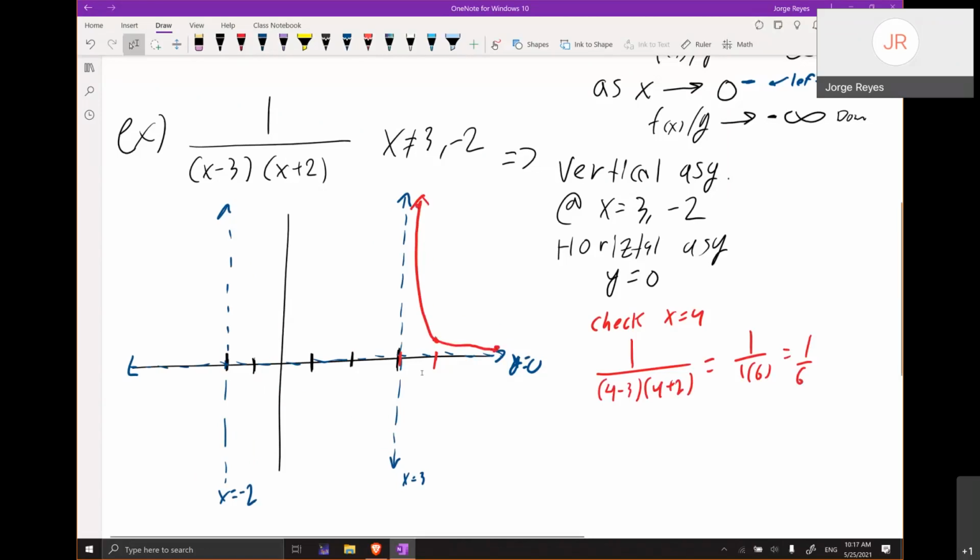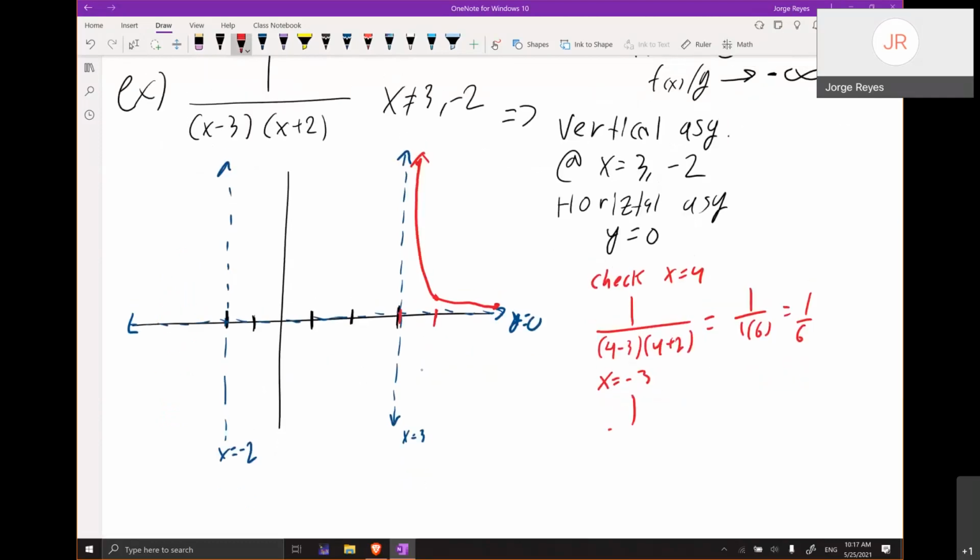So if it was negative, I would draw this one. But since it's positive, I just drew the top one, okay? And then I'm going to do the same thing over here. So I'm going to plug in -3 or -4. It doesn't matter really. But if I plug in -3, I'm going to get -6 times -1, which is a positive number again. So that means I'm up here again.